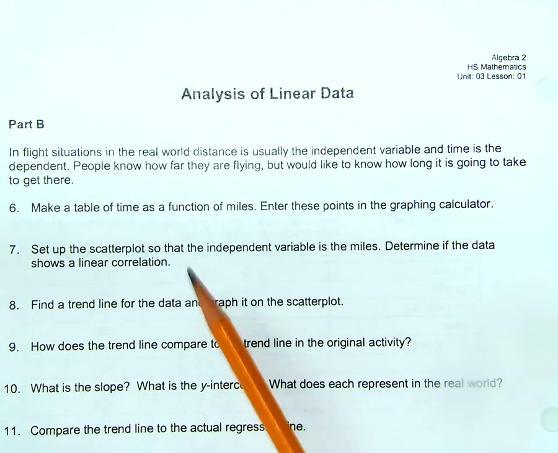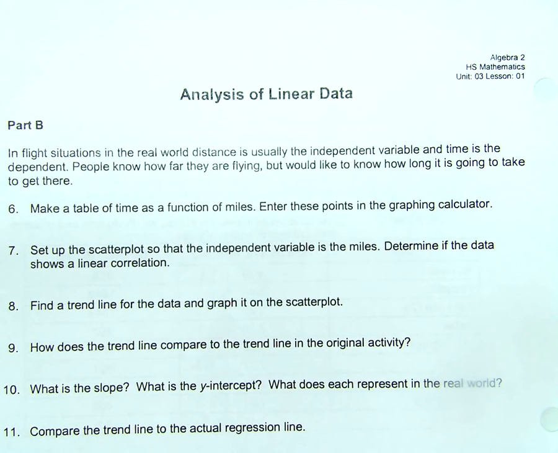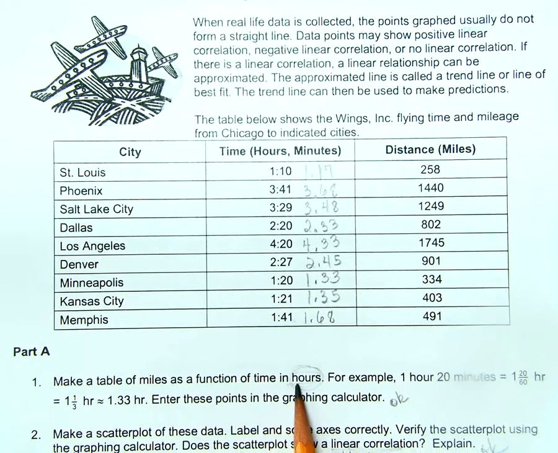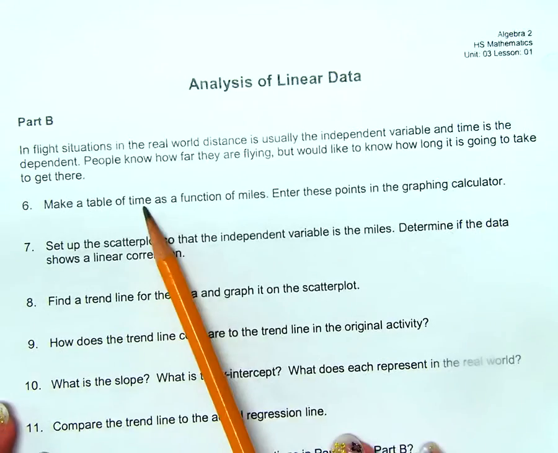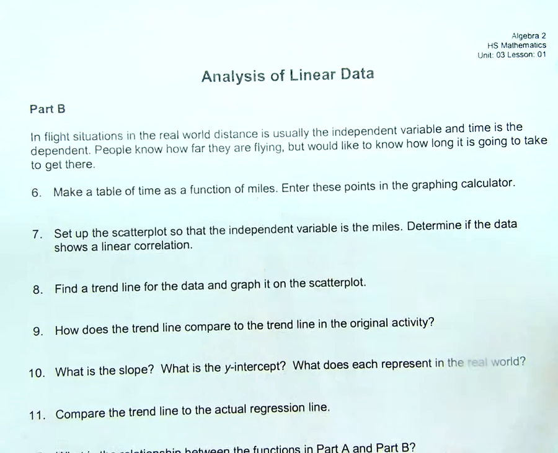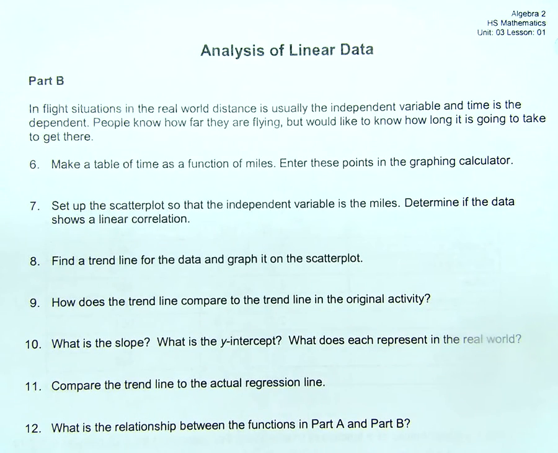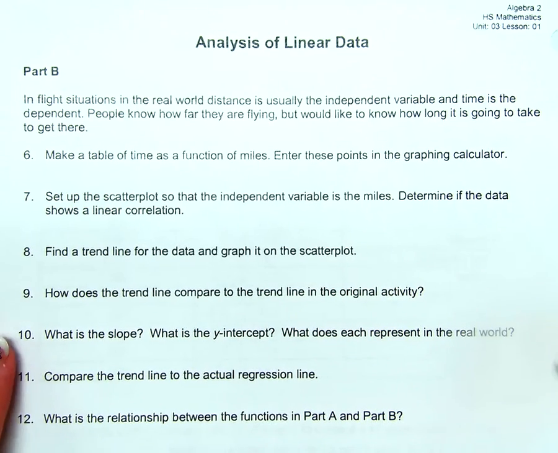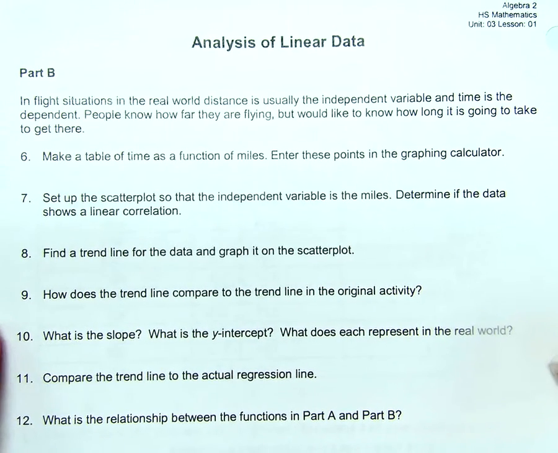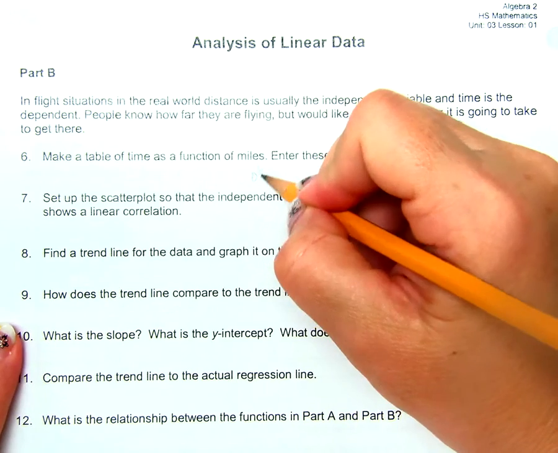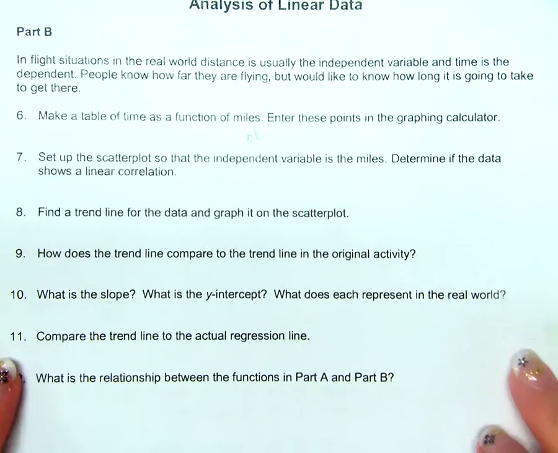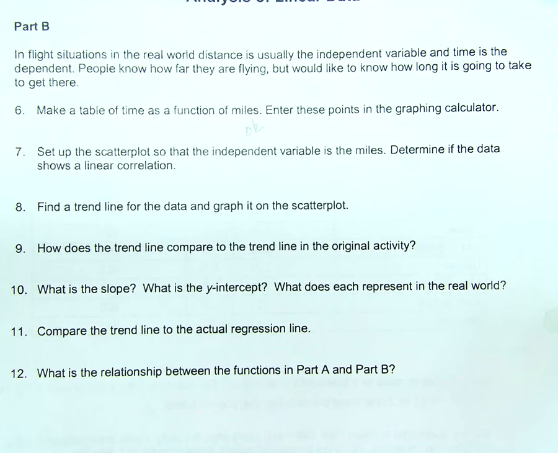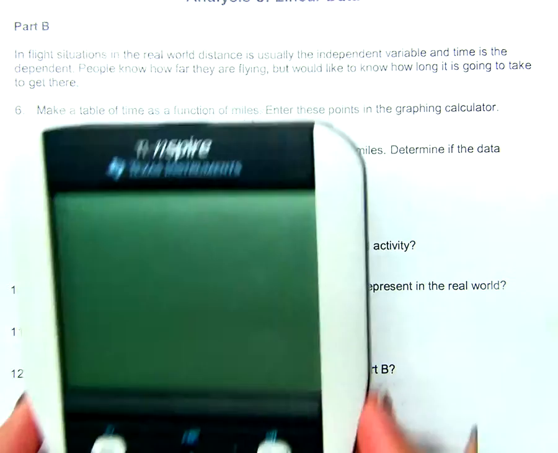Okay. So, number 6. Make a table of time as a function of miles. Well, what did we have before? We had miles as a function of time, and it wants us to have time as a function of miles. Just flip it. Do we need to re-enter those points in the graphing calculator? No, and I'll show you why in just a second. Set up the scatter plot so that the independent variable is miles and determine if the data shows linear correlation.